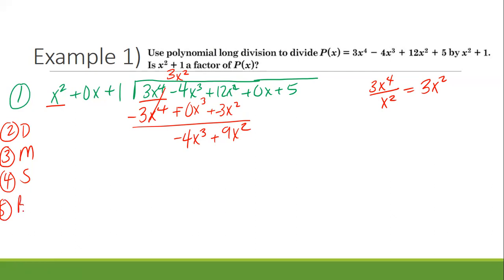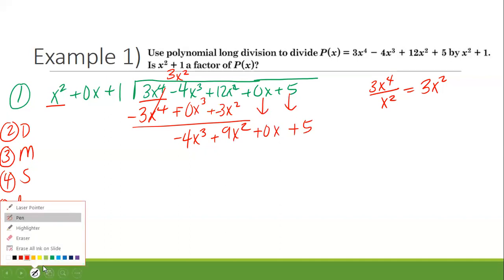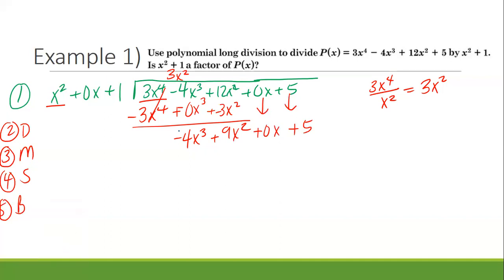Step 5 is to bring down if the degree of your remainder is not less than the degree of your divisor, and it is not. So I'm going to bring down and repeat. So we bring down and repeat. So we have negative 4x cubed divided by x squared equals negative 4x. So that goes on my quotient bar.